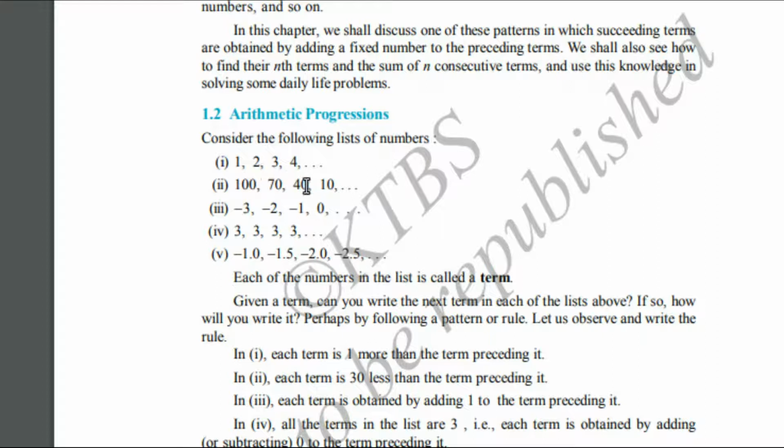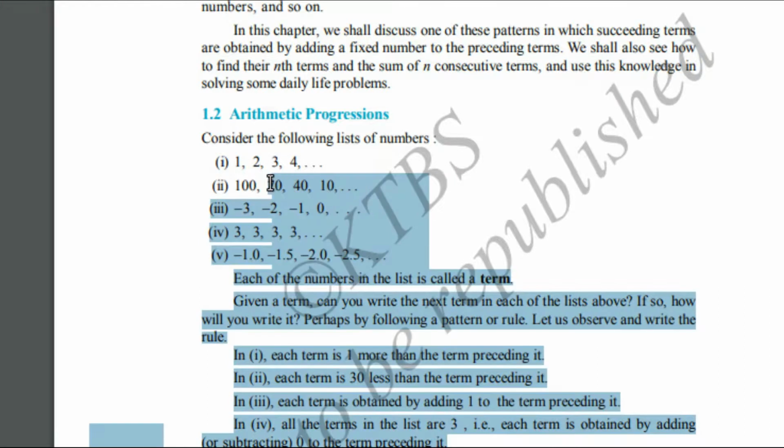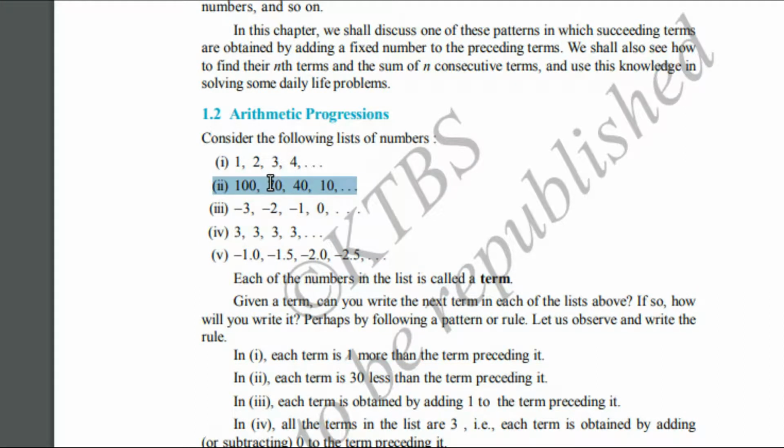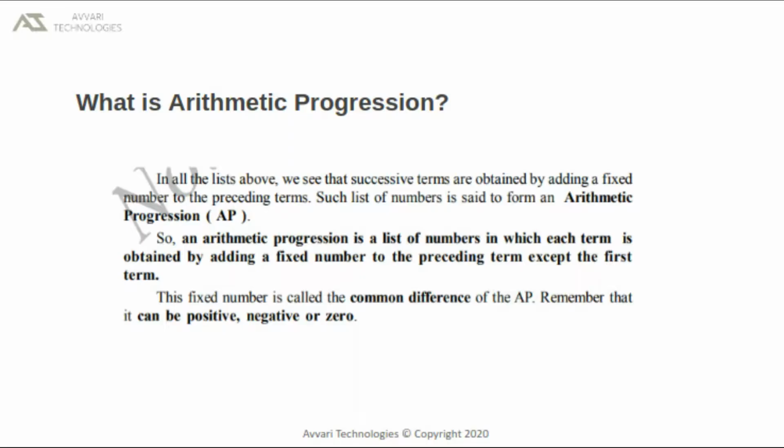Next, 40 minus 70 is minus 30. Again, the common difference is minus 30. 10 minus 40 is minus 30. Again, the common difference is minus 30, and so on. This is a valid arithmetic progression since it has the same common difference throughout the list. The common difference in this case is negative.